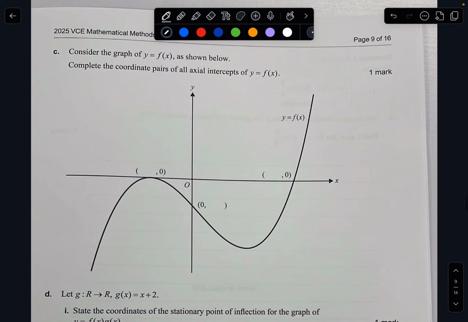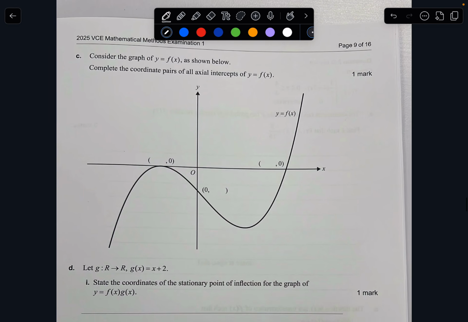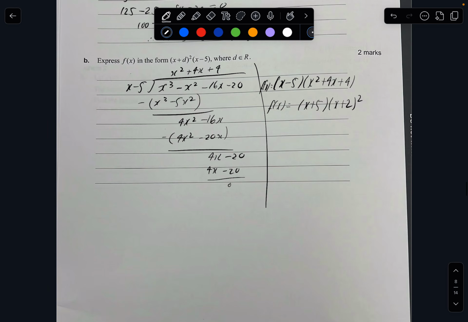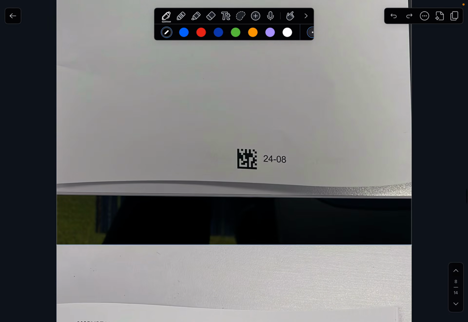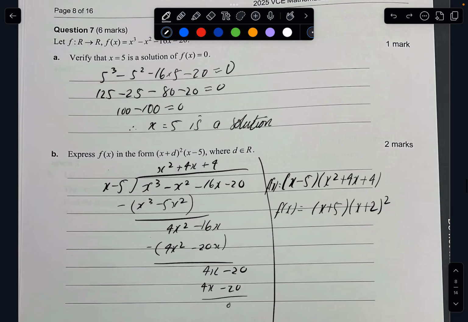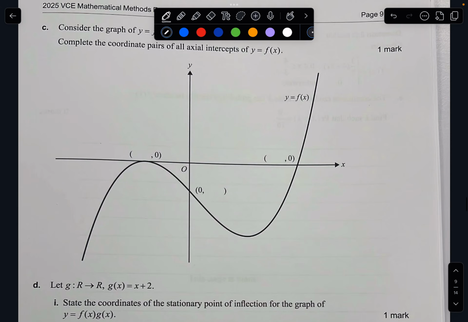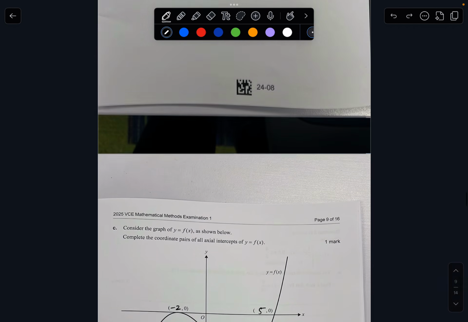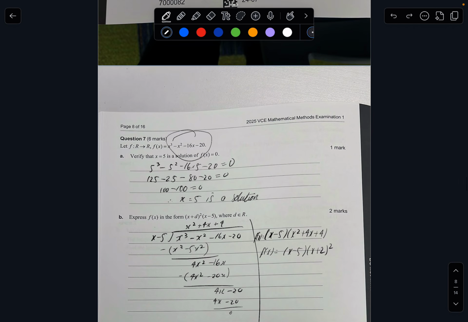Consider the graph of y equals f of x as shown. Complete the coordinate pairs of all the x-intercepts or axis-intercepts. So this one here is going to have a negative 2 and a negative 5. What have I done? Sorry, it was x minus 5. Why did I write plus? So 5 and negative 2. And that's a turning point, which is correct. And then the y-intercept we just need. So the y-intercept we can just use the original form, which is negative 20.